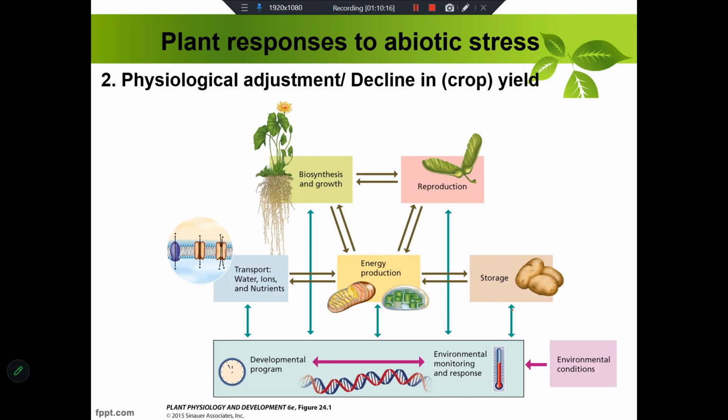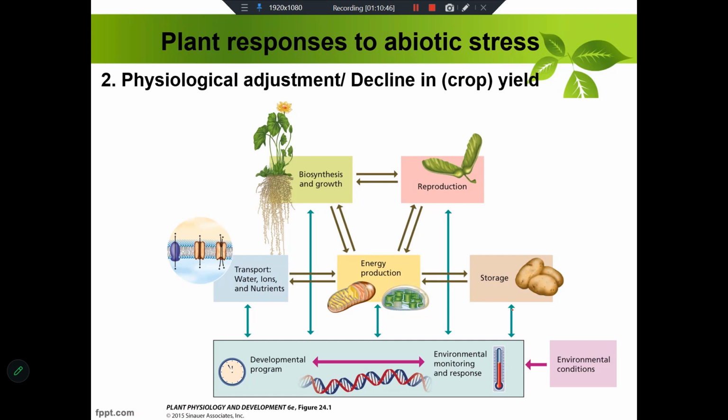For the storage, they have to monitor the environmental condition, and the environmental condition and the developmental program have to talk with each other. There should be some communication between those two, so they have to monitor and respond. They have to give that signal to the DNA, and then it will initiate the synthesizing of those proteins, and then adjust those physiological functions.